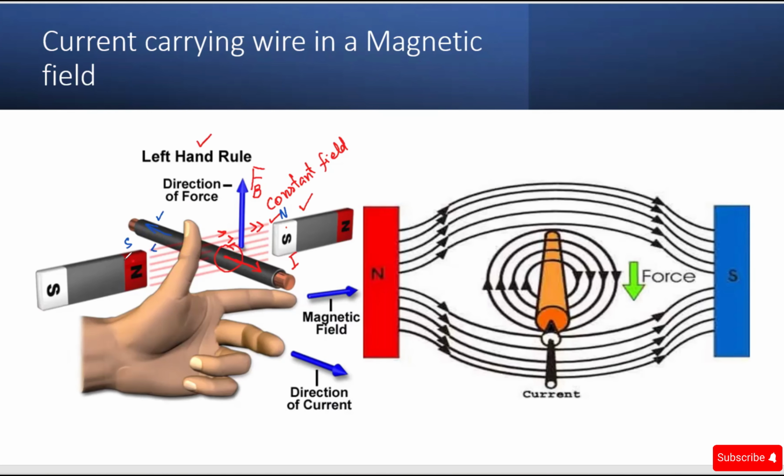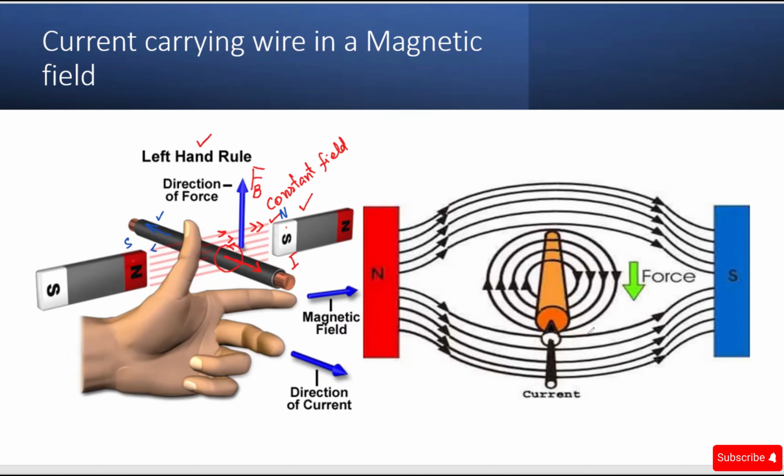Then you can see that your thumb will go up again. This means a change in the direction of the current, or a change in the direction of the magnetic field, will change the direction of the magnetic force. If you change both, then your magnetic force will remain along the same direction, because you are changing both parameters.